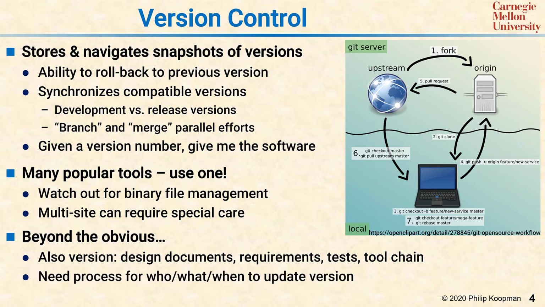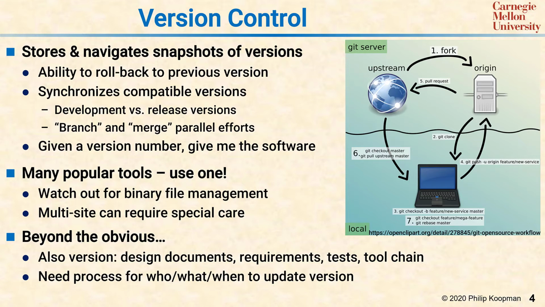You also need a process for who, what, and when to update a version. Minor versions might be created every time there's a small change to the software, but at some point you decide that a particular version is a stable version, something you want to track at a higher level and make sure you can get later, and you need a process to sort all that out.